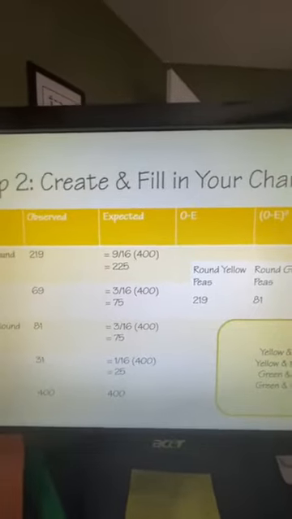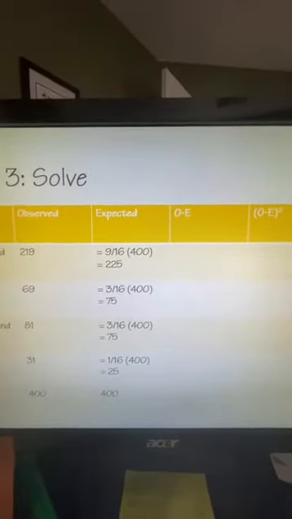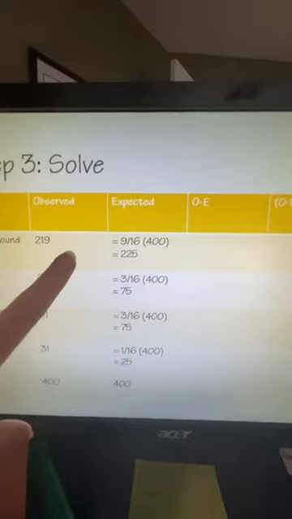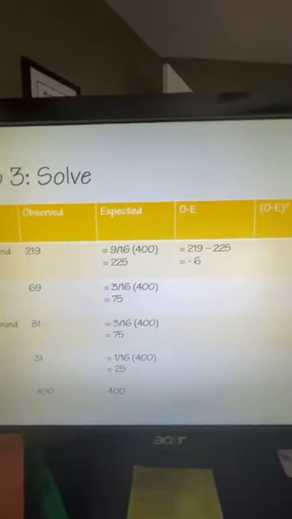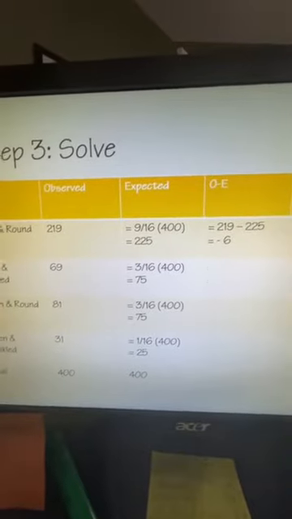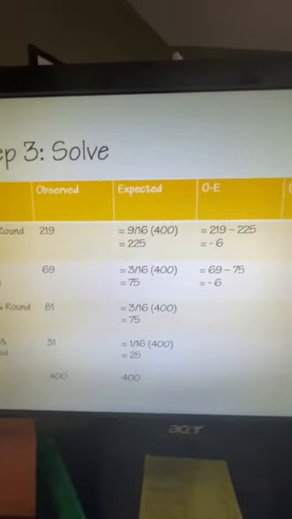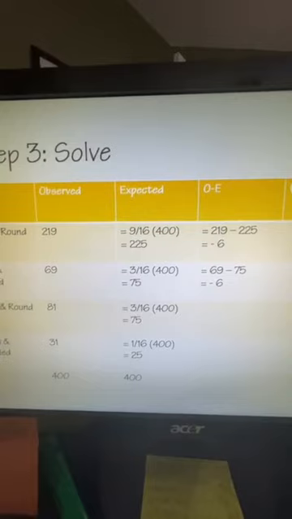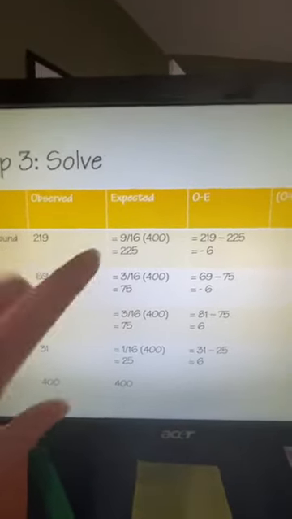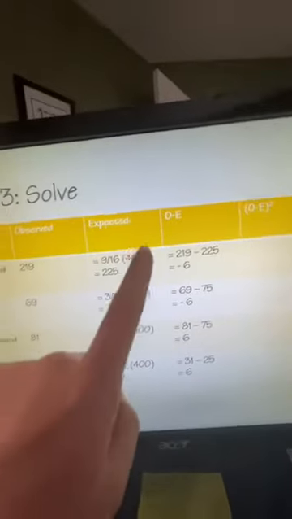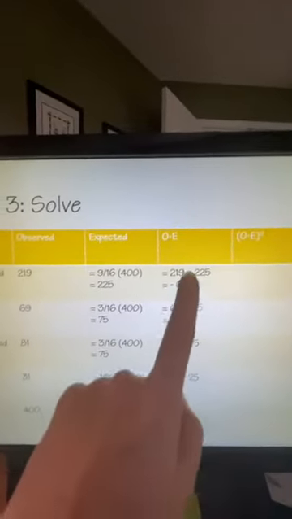Observed minus expected is what we're doing, right? So my observed is 219 minus my expected 225 gives me -6. 69 minus 75 gives me -6. 81 minus 75 gives me 6. 31 minus 25 gives you 6. Okay, so all we did was take this column and we subtracted this column, and that gave me this column.